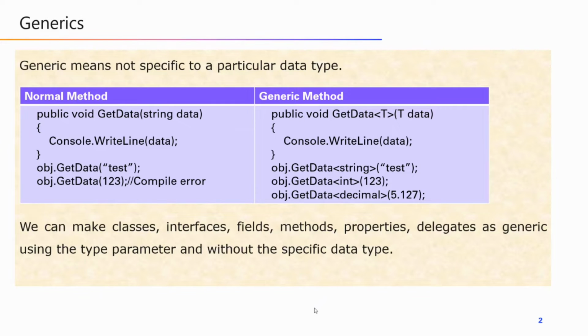Hi all, let's see generics in C Sharp. Generic means not specific to a particular data type. That is, consider this getData method. This method has a string parameter. When we access this method, we have to pass a string value.